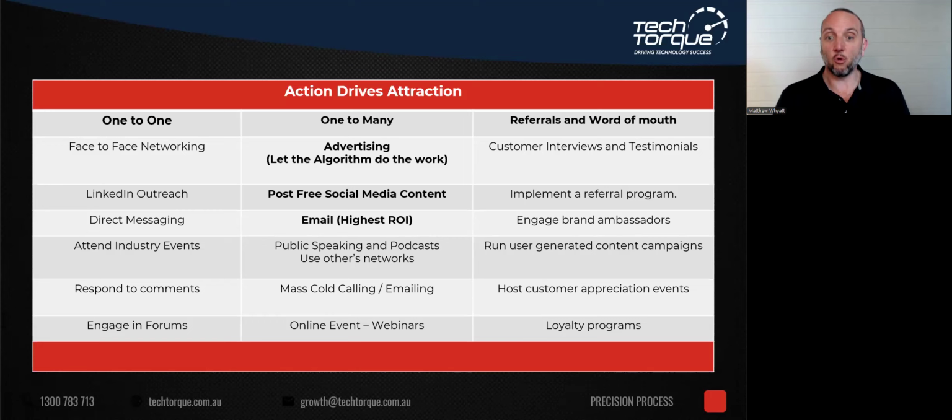One-to-one, you can talk to people, pick up the phone. Face-to-face networking, you can do one-to-many, which is the most effective. And then, of course, referrals and word of mouth. That's the easiest. Referrals and word of mouth, you do a good job. Doing a good job is sort of table stakes. It's par for the course now.